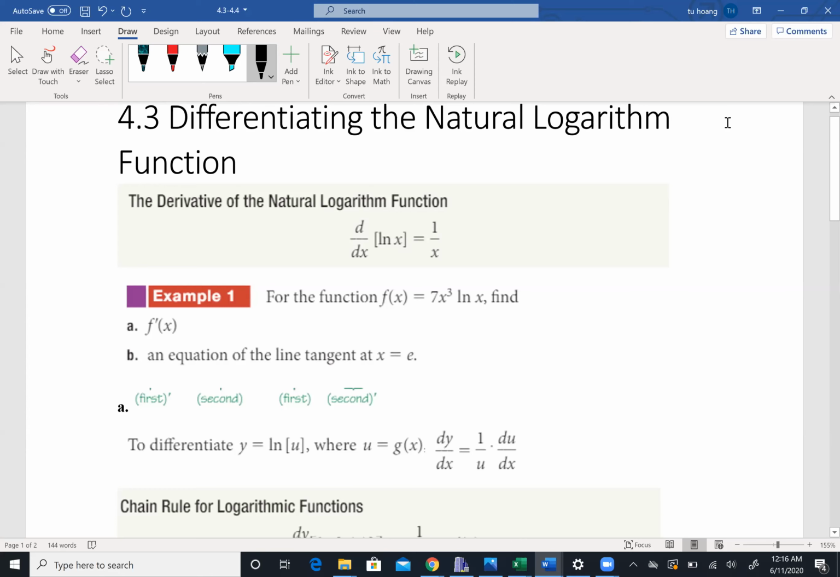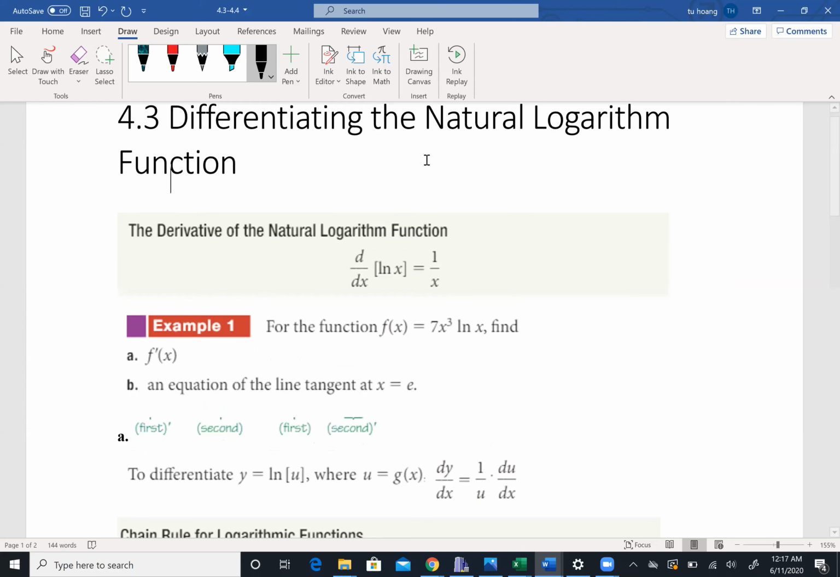As you learned about the natural log in sections 4.1 and 4.2 already, and you also learned about derivatives already. So now the question is, how can you take the derivative of the log function, or natural log function?